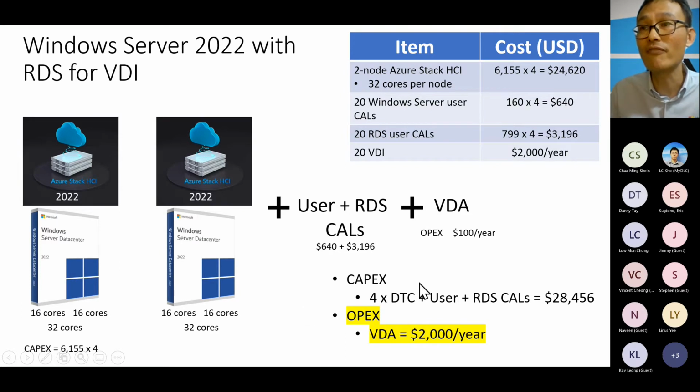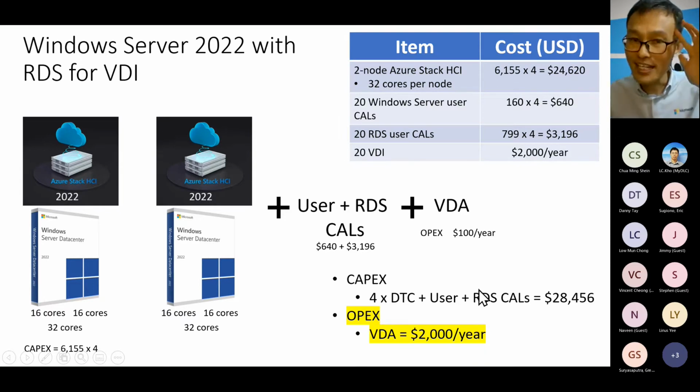But there is still a VDA component for the OPEX that you need to factor in. The VDA gives you the virtual desktop, and it's licensed on a subscription basis per year. It's 100 US per year per user, right? So if you have 20 users, you have 2,000 per year for VDA. So this is the amount. Keep that at the back of your mind.